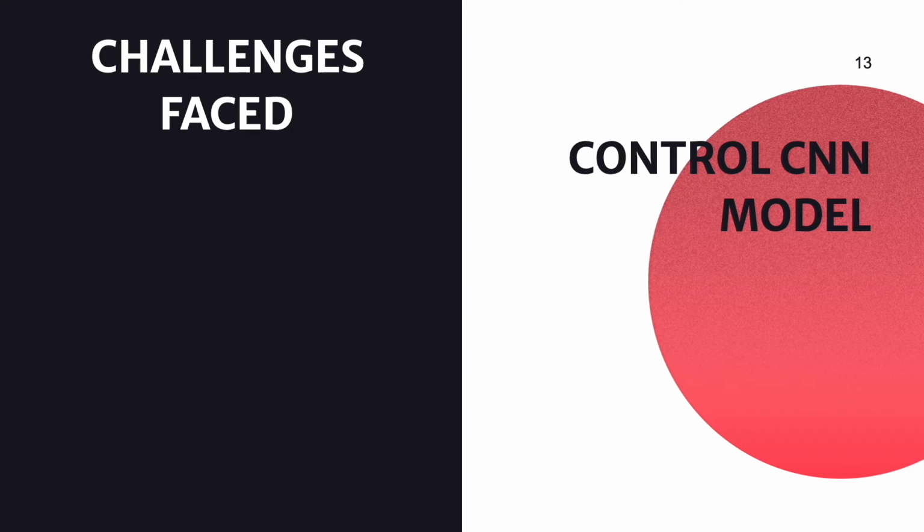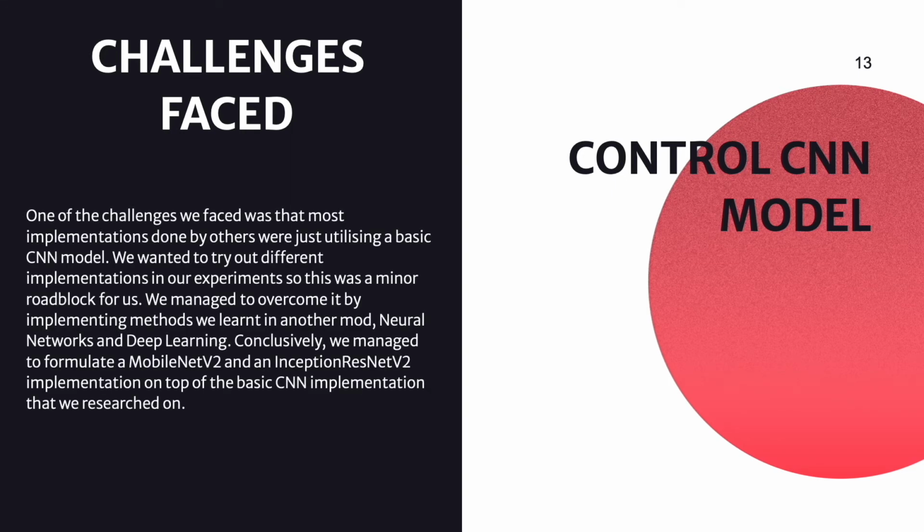After implementing the control CNN model, we faced some challenges, one of which was that most implementations done by others were just utilizing a basic CNN model. We wanted to try out different implementations in our experiment so that we can get the best outcome. So this was really a minor roadblock for us. We managed to overcome this by implementing methods we learned in another module called Neural Networks and Deep Learning. Conclusively, we managed to formulate a MobileNet V2 and an Inception ResNet V2 implementation on top of the basic CNN implementation that we have researched on.